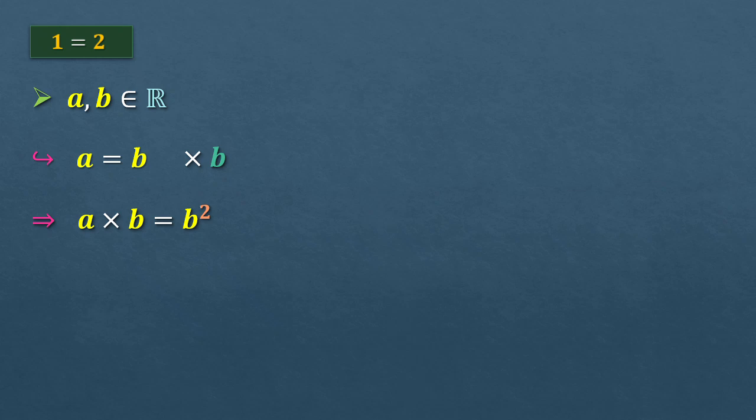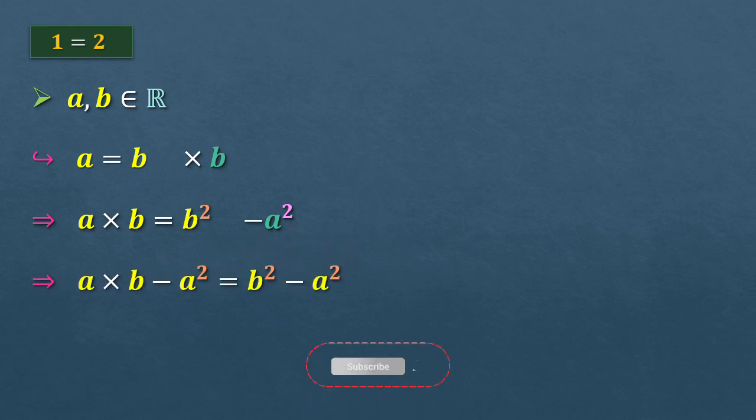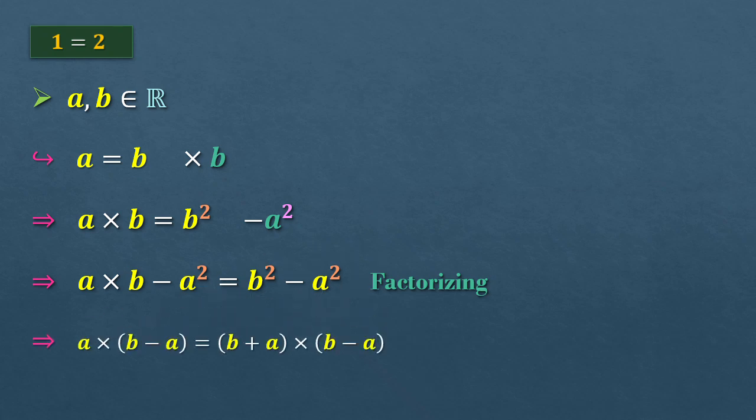We obtain a times b equals b to the power of 2. Next, we subtract a to the power of 2 from both sides, which gives a times b minus a to the power of 2 equals b to the power of 2 minus a to the power of 2. We then factor both sides of this equality. On the left-hand side, we factor out a, and on the right-hand side, we apply the difference of squares to find that a times (b minus a) equals (b plus a) times (b minus a).